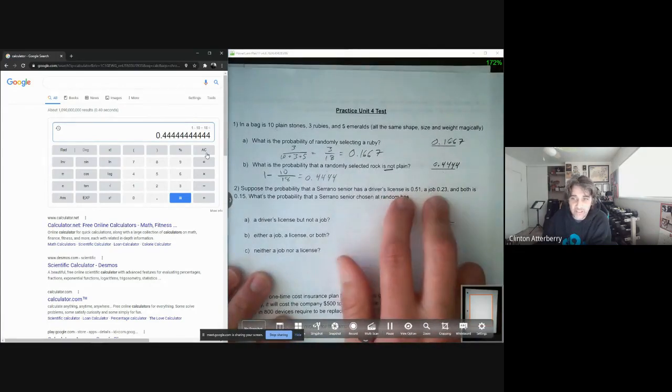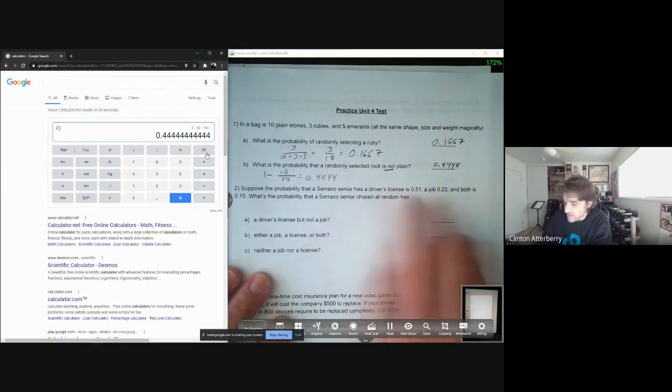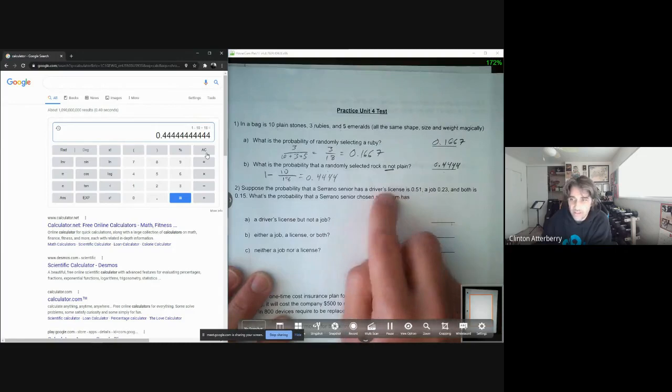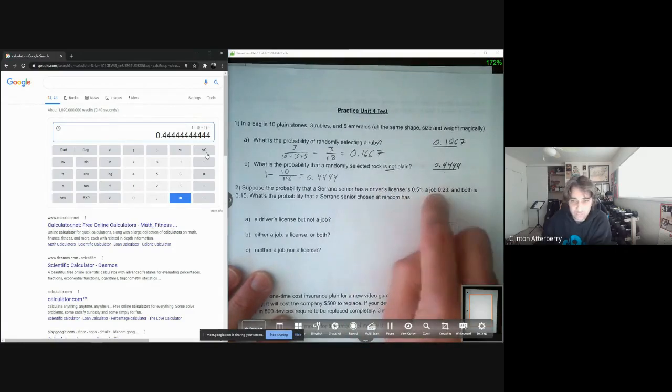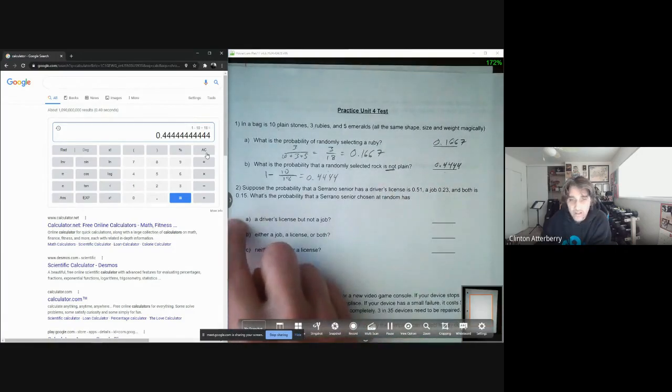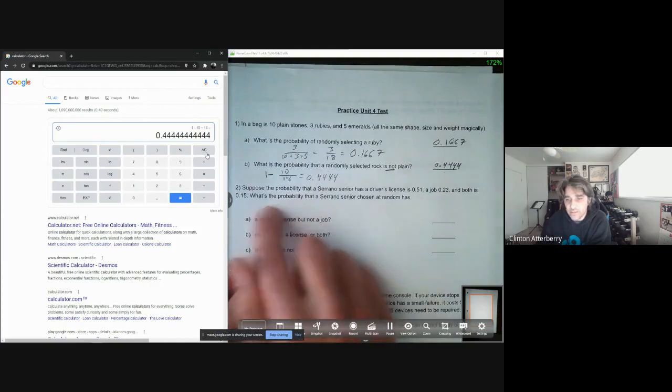This isn't a driver's license without a job. This is not a job without a driver's license. This just says 51% have a driver's license, 23% have a job, and 15% are both. So they want to know the probability of this kind of stuff.